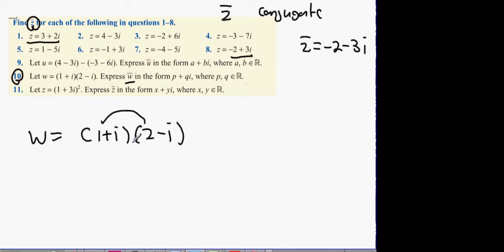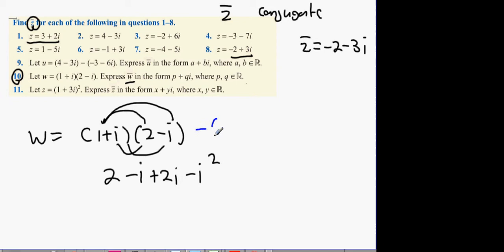So, for example, 1 multiplied by 2 is 2. 1 multiplied by minus i is minus i. i by 2 is 2i. i by minus i is minus i squared. Minus i squared is minus 1, because i squared is minus 1, so it's going to be plus 1. So this becomes a plus 1. So 2 plus 1 is 3, minus i plus 2i is plus i. That's your answer.